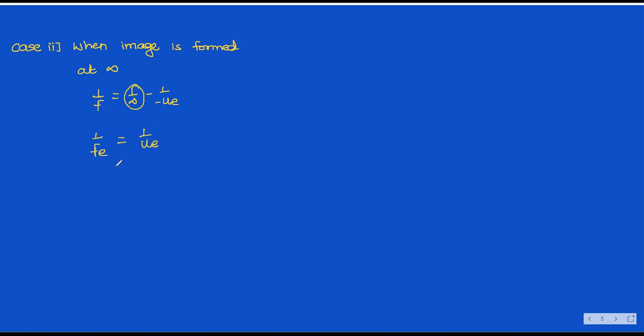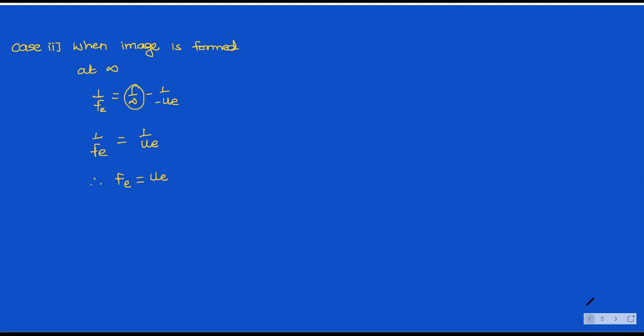Next, case 2 is when the image is formed at infinity, same as in the simple microscope. What is the case then? If we substitute here, 1 by f is equal to 1 by infinity minus 1 by minus ue. So this will become 0. So 1 by fe is equal to 1 by ue, and therefore fe is equal to ue. In the mirror formula, v will become infinity, so fe is equal to ue.